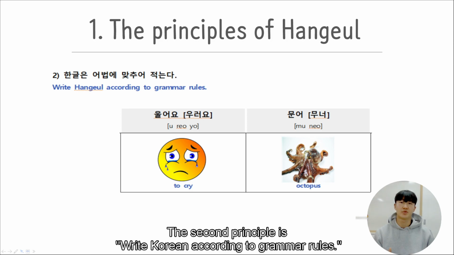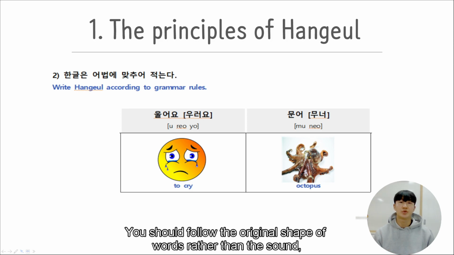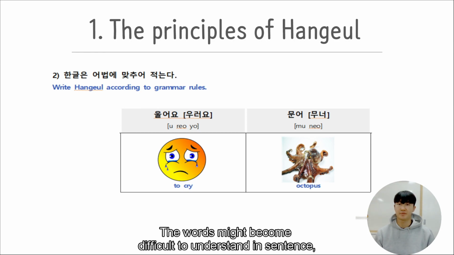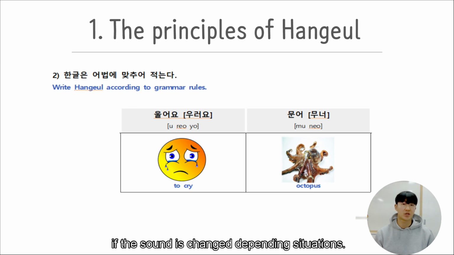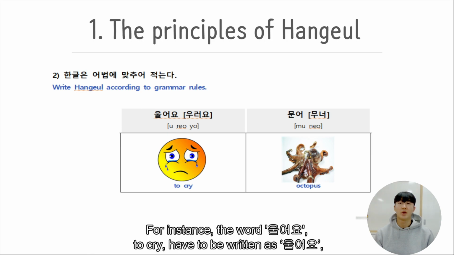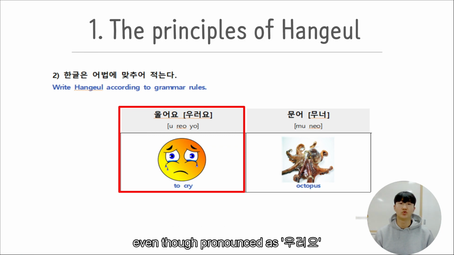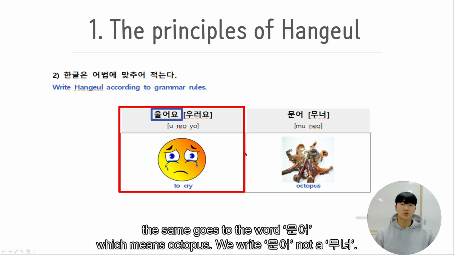The second principle is to write Korean according to grammar rules. You should follow the original shape of words rather than the sound, in cases where the sound of words is changed under various grammar situations. The words might become difficult to understand in a sentence if the sound is changed depending on situations. For instance, the word 울어요, to cry, has to be written as 울어요, even though it is pronounced differently. Can you find the difference? Not written as it sounds. The same goes for the word 문어, which means octopus. We write 문어 like this, not as it sounds.